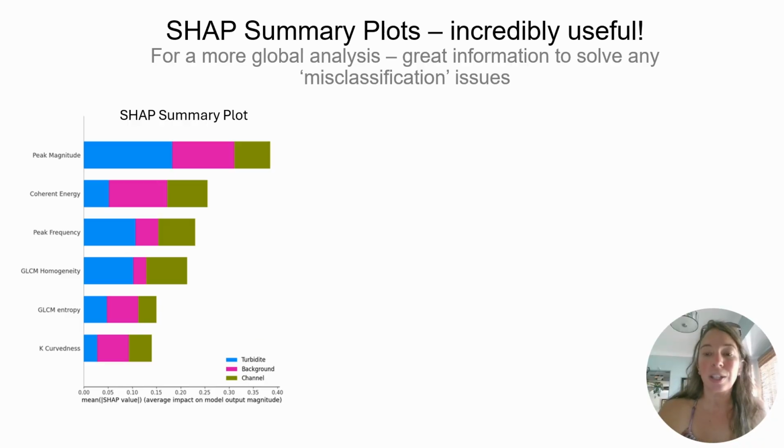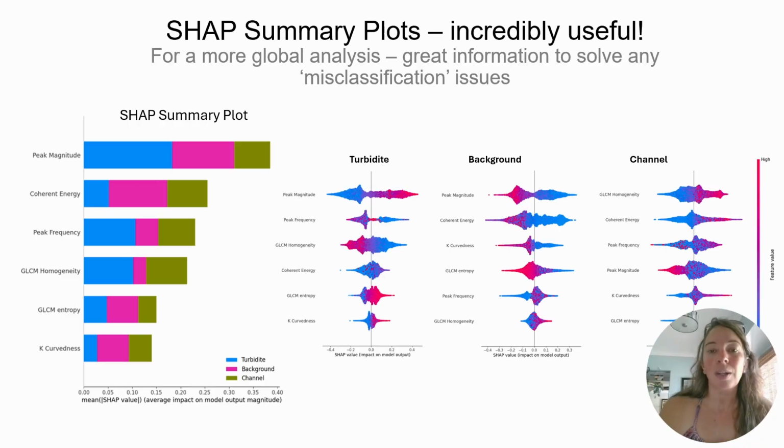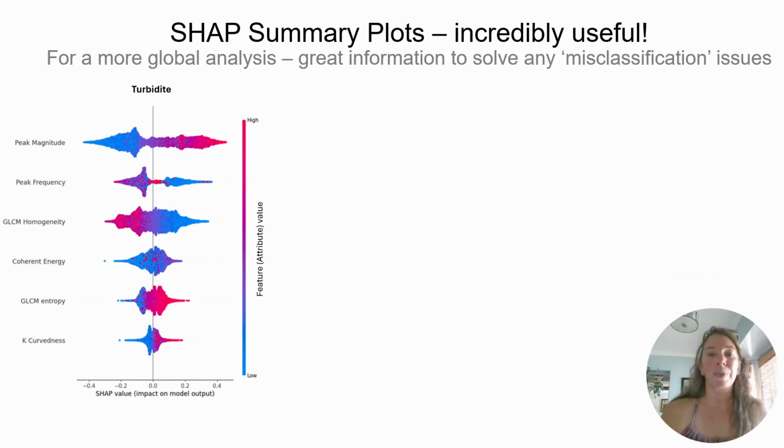Okay, so this is one type of SHAP summary plot, but there are other types of SHAP summary plots that I'm going to go through next. Rather than summarizing all the features together, you're looking at a different plot for each seismic facies. Let me pull those up. First we're going to look at the turbidite. You can see here this is the turbidite seismic facies.